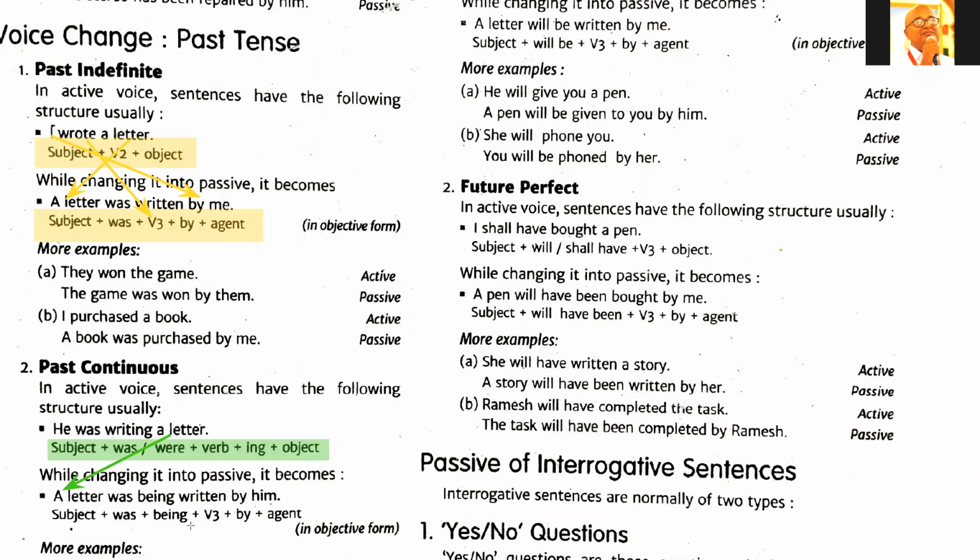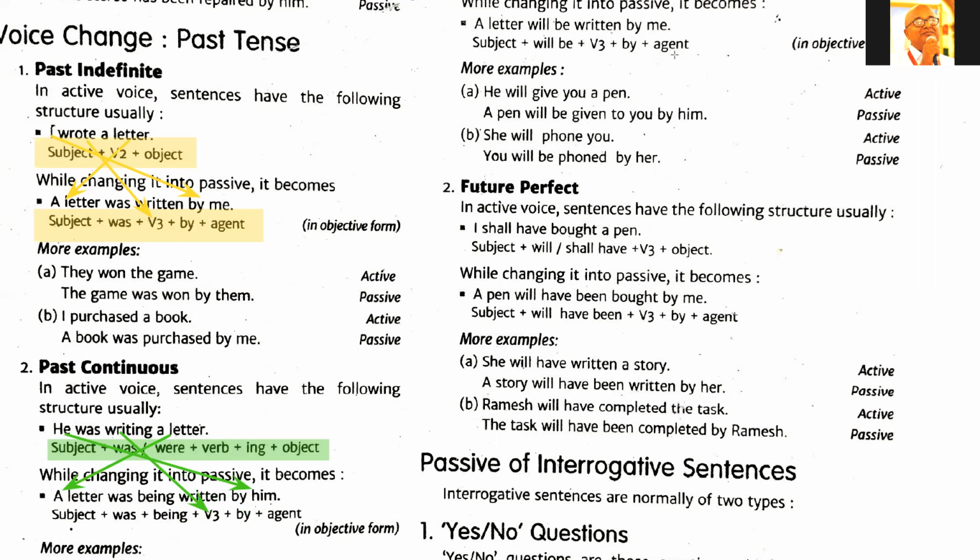Singular के पास was being बैठता है. Then V3. Write becomes written. Then by him. So this is the structure. A letter was being written by him. So remember, the agent must be in the objective form. Him, me, them, us. This would be the way.